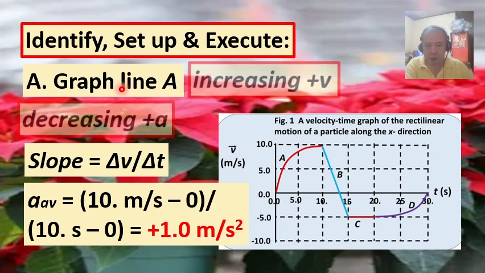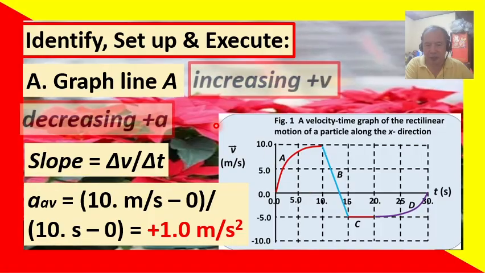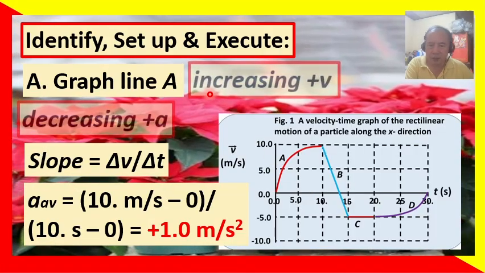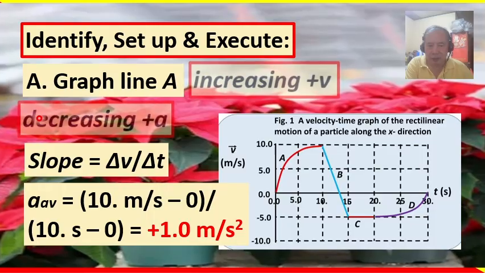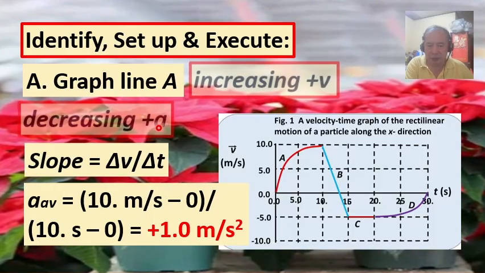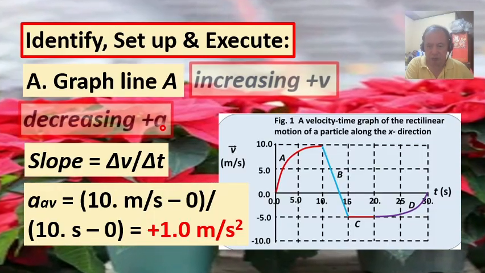But our description of graph line A is that the body has an increasing positive velocity and at the same time a decreasing positive acceleration.